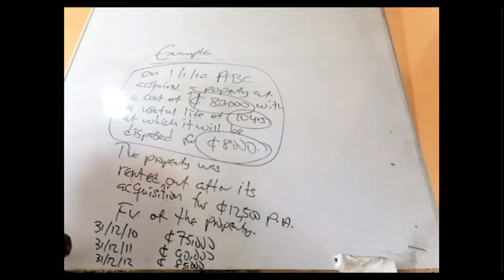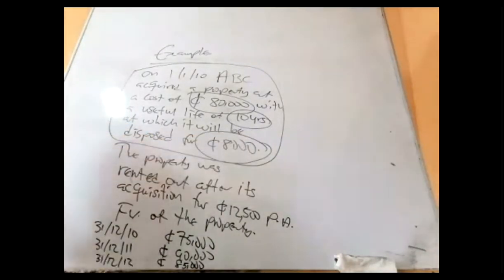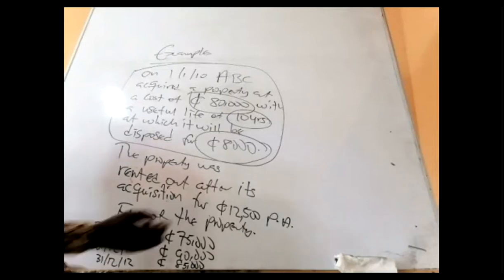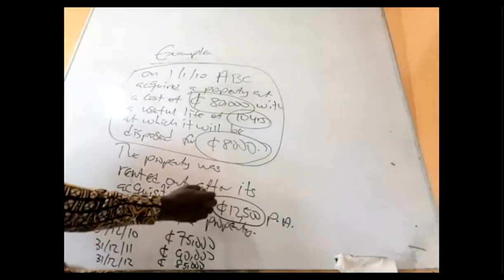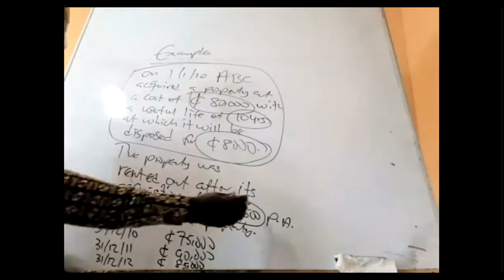Good. Then, second paragraph. The property is rented out after acquisition for 12,000 per annum. So it was rented out. So that's the rental charges. That's the rental income. So it makes it what?